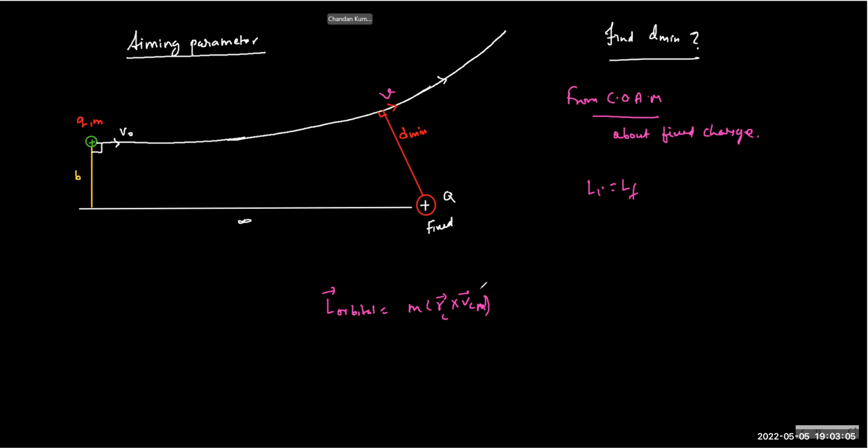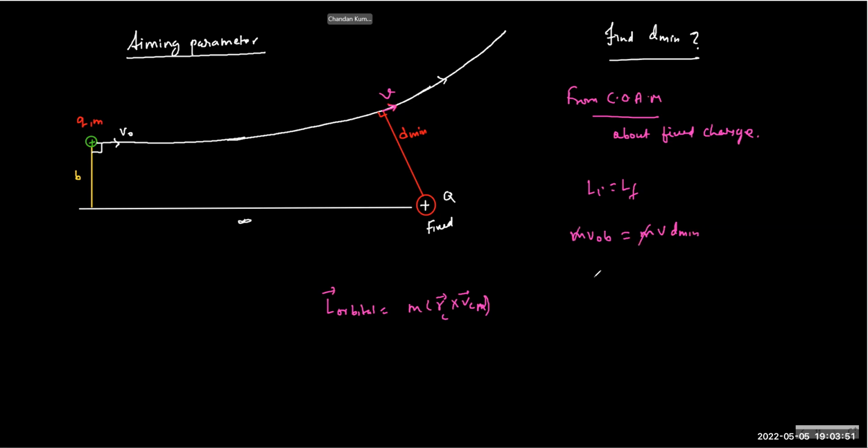Okay, so now the answer is simple. We write M V naught B, since the line of motion is B distance away. So the angular momentum we write is M V naught B. We only take M V R, where R is the perpendicular separation between the line of motion and the given charge. And then you can see the velocity vector is again like this, so it is M V, which we don't know, times D minimum.